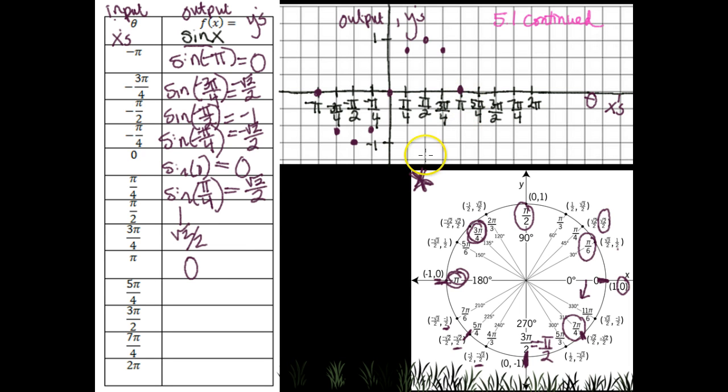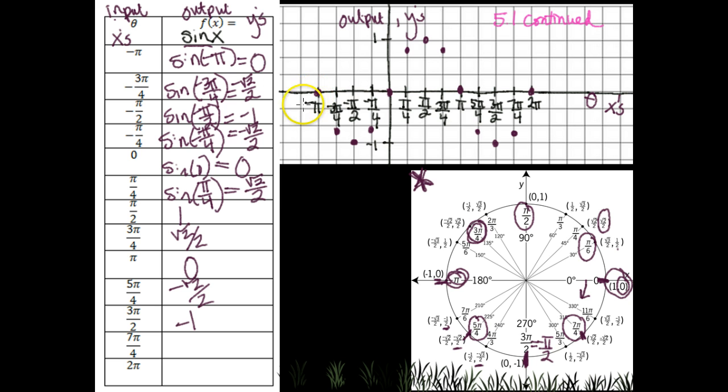Okay, the sine of 5 pi over 4, well, that's right here. Sine of 5 pi over 4 is negative root 2 over 2. So that brings us down here. Sine of 3 pi over 2 from the graph is negative 1. Sine of 7 pi over 4, are you seeing the pattern? And back to 2 pi, remember at 2 pi we complete the period, as it's called. It starts here and it finishes one full cycle back at 0.